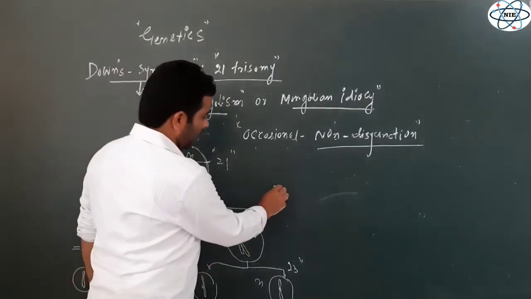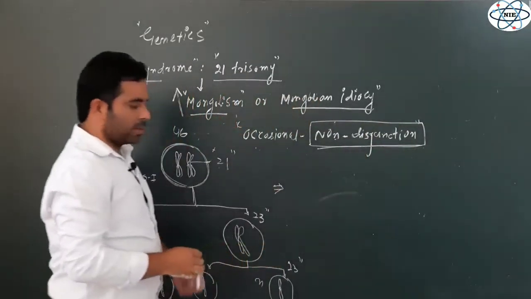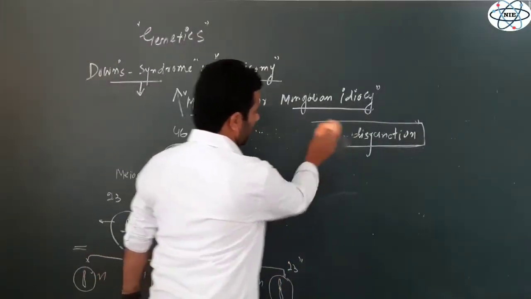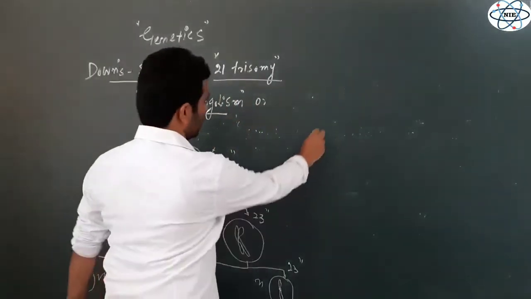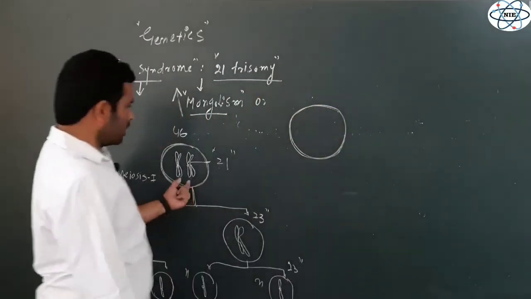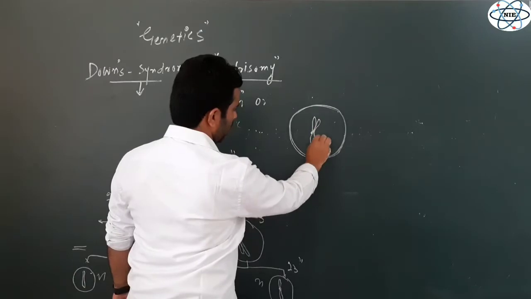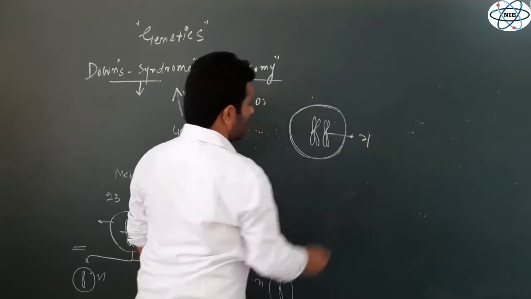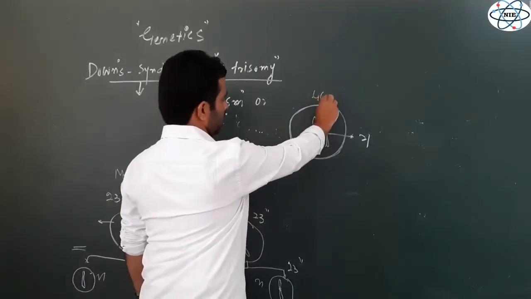But what happens in non-disjunction? My point is non-disjunction. Let's try to understand. In non-disjunction, what is the problem? Let's say again this is the same cell undergoing meiosis first and second. This is chromosome number 21, with two copies of 21. Likewise, other chromosomes are present 2 times in this cell, so the total number of chromosomes in this cell is 46.